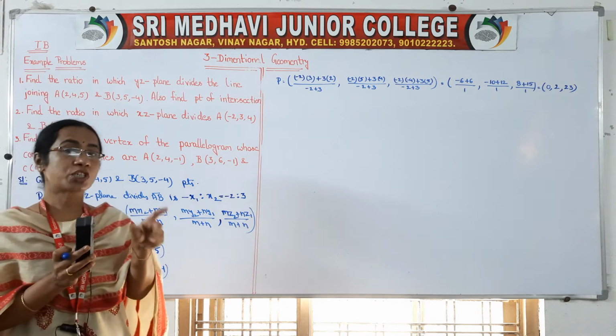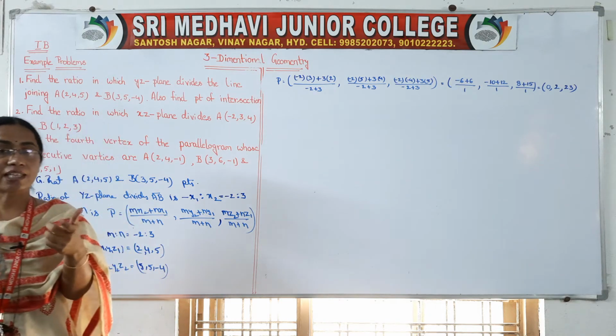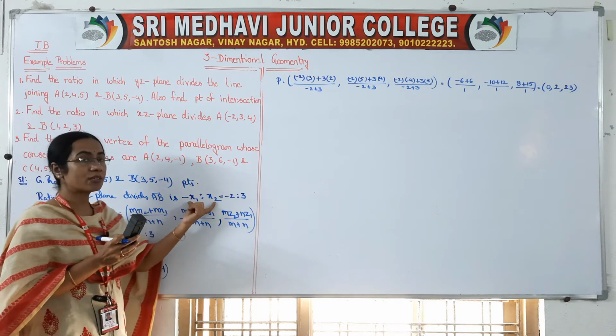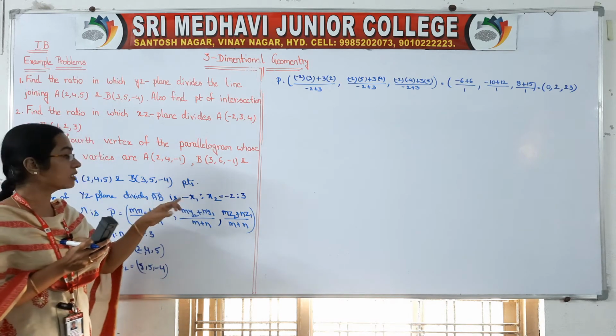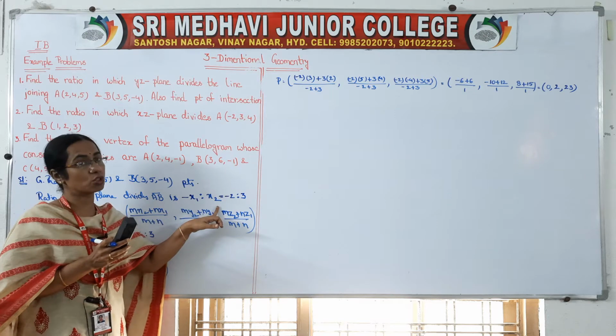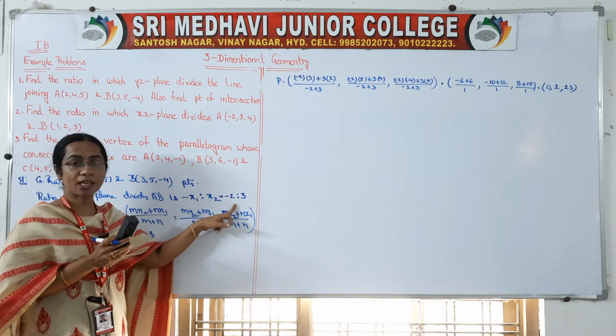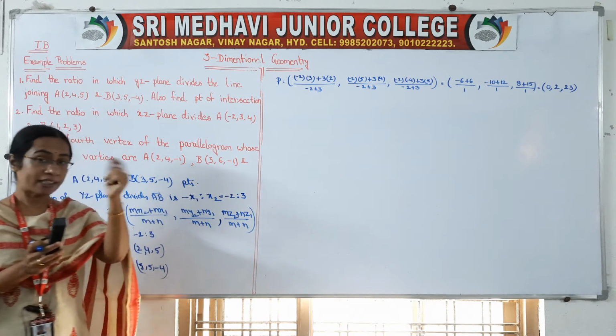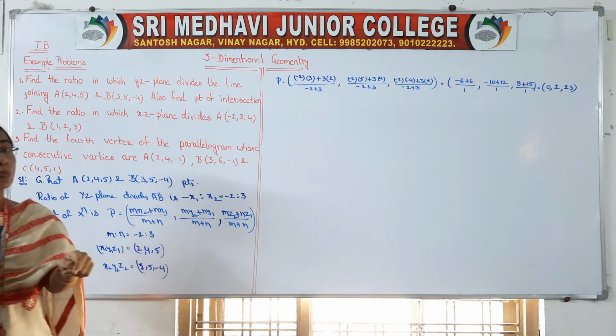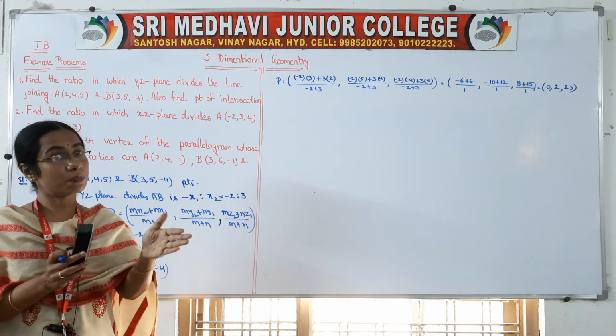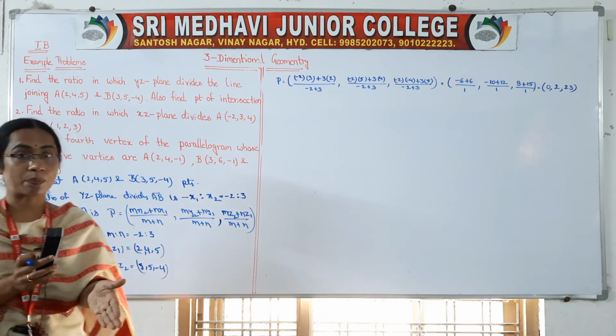At what ratio does the YZ plane divide the line AB? So, it is a formula. YZ plane divides means minus x1 is to x2. With that you get the ratio. Then find the point of intersection, the point at which this YZ plane divides the line AB.